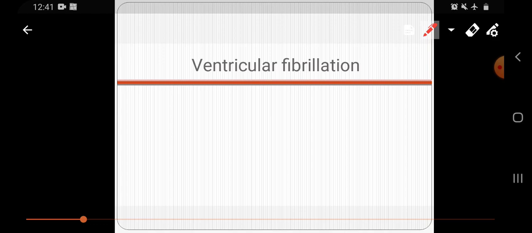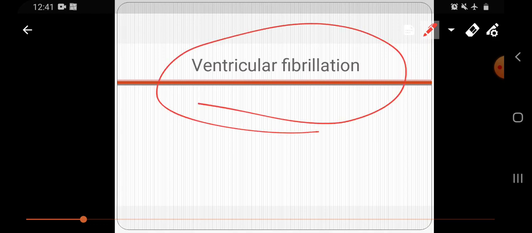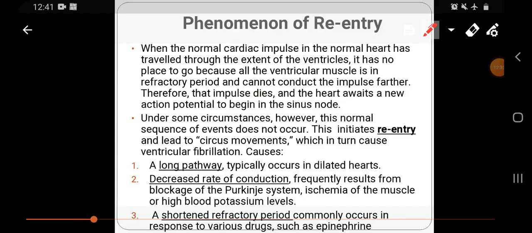Okay. Now we will talk about another condition called ventricular fibrillation. Before we discuss ventricular fibrillation, I'm going to explain to you the phenomenon of re-entry. Okay?